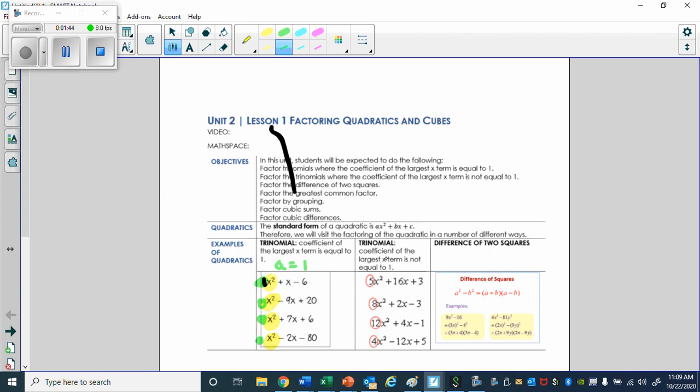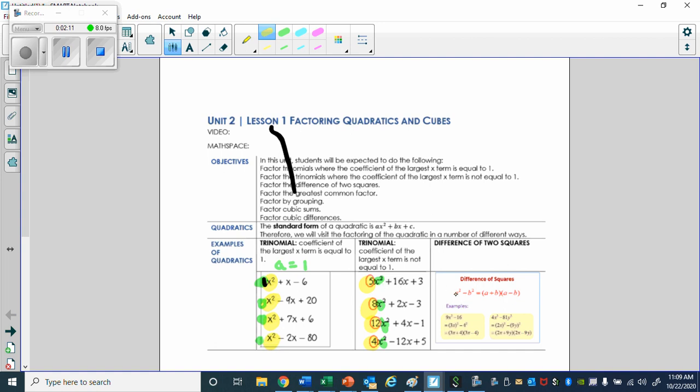When we're dealing with a trinomial where the coefficient of the largest x term is not equal to 1, we still need that x squared term to be our largest x term. We need 3 different terms, and that coefficient in front has to not equal 1. And we'll use a different method for these types of trinomials.